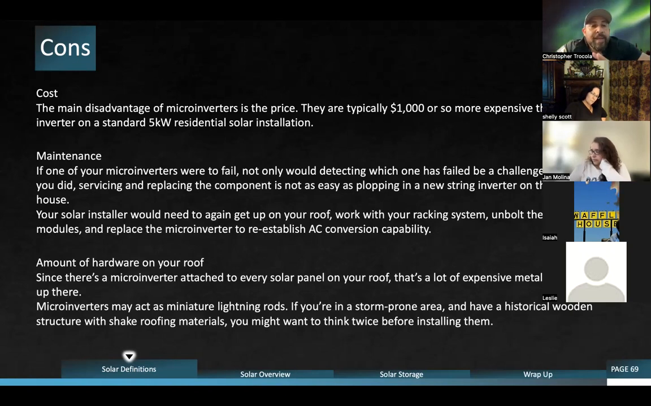So there's definitely some disadvantages to converting power at the roof itself. Okay. So I'll leave that up for a few more seconds.